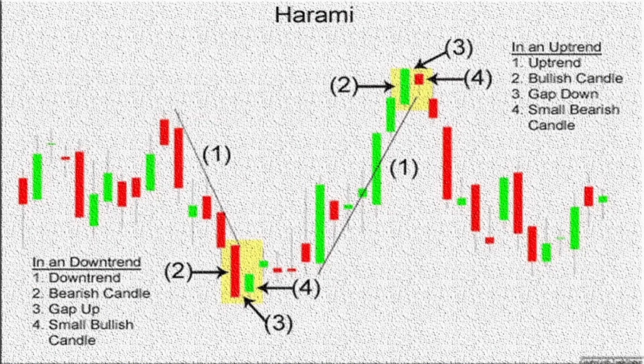Next one is the Haramis. Bullish and bearish, of course. This pattern consists of two candles, with the first being a large candle, as you can see in the picture, and the second being a small candle within the body of the first. A bullish Harami indicates a potential bullish reversal, while a bearish Harami indicates a potential bearish reversal. Now let's go to the chart and make some examples.